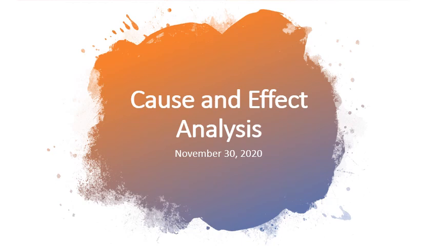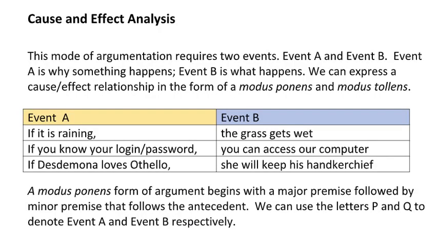Cause and effect analysis for November 30th, 2020. A cause and effect analysis may be understood as follows. This mode of argumentation requires two events, A and B. Event A is why something happens. Event B is what happens. A is the cause, B is the effect.